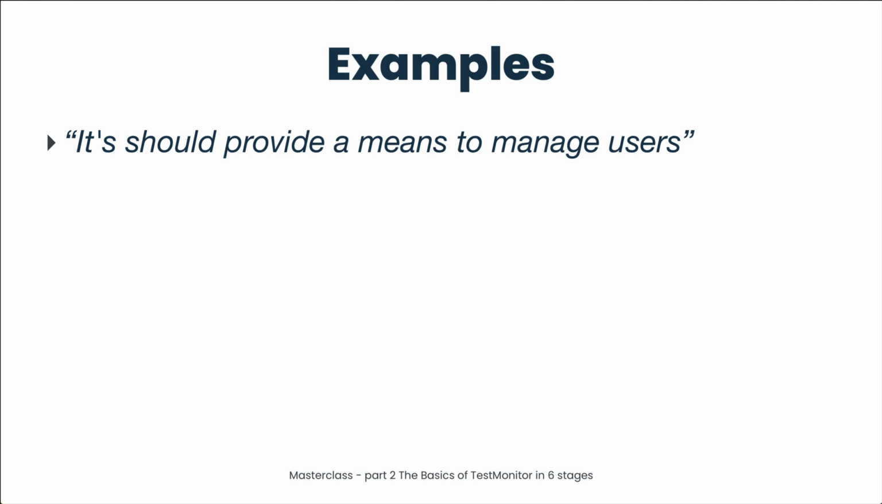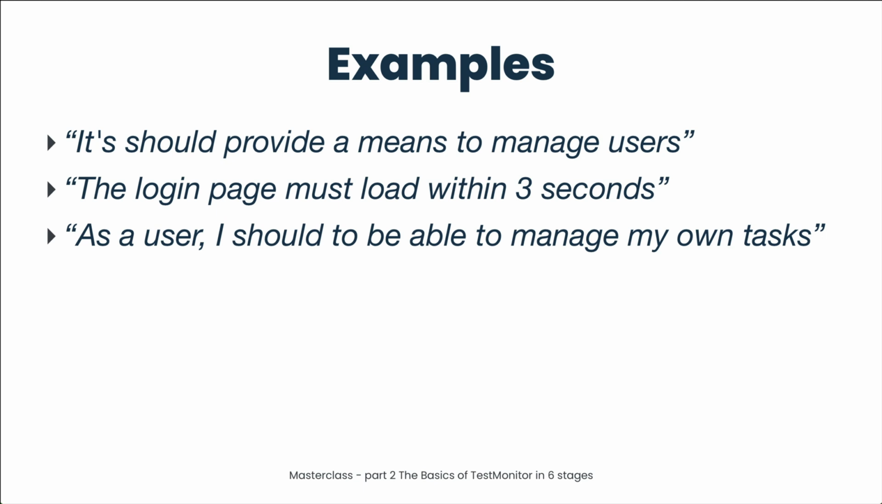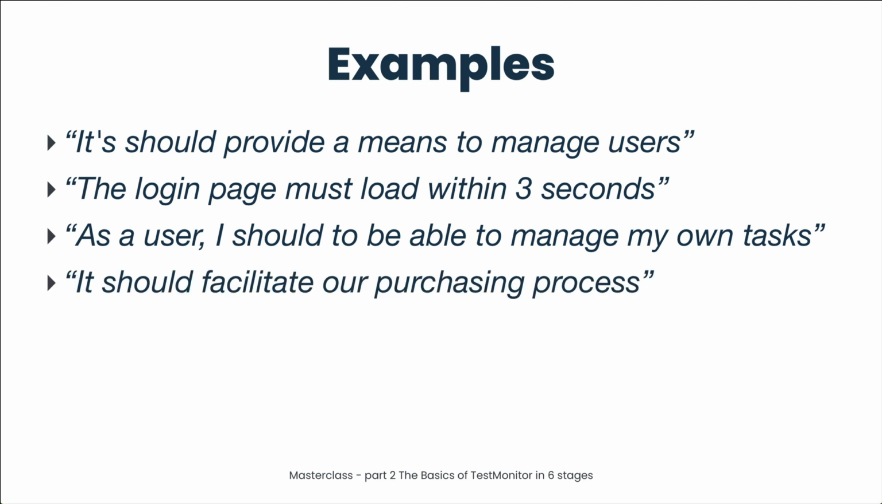Here, you see 4 examples of different requirement types. It should provide a means to manage users is an example of a functional requirement. The login page should load within 3 seconds is an example of a non-functional requirement. As a user, I should be able to manage my own tasks is an example of a user requirement. Purchasing process is an example of a business requirement.